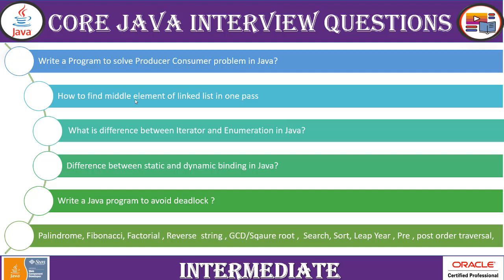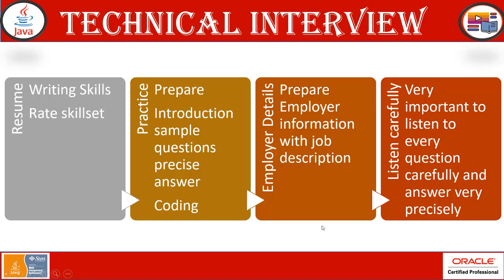What is the difference between iterator and enumeration that we have seen? Difference between static and dynamic binding. Write a Java program to avoid deadlock and implement palindrome, Fibonacci, factorial, reverse string, GCD, square root, search, sort, leap year, pre-order and post-order traversal. Out of all this, the most important algorithm they will ask you to implement is search or sort.